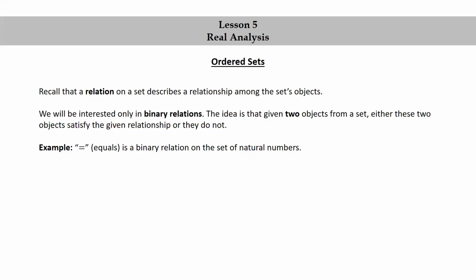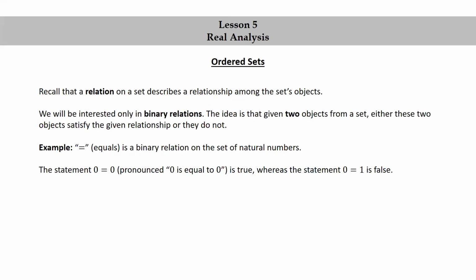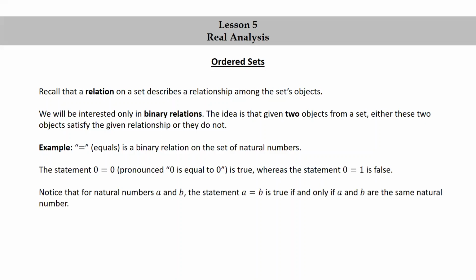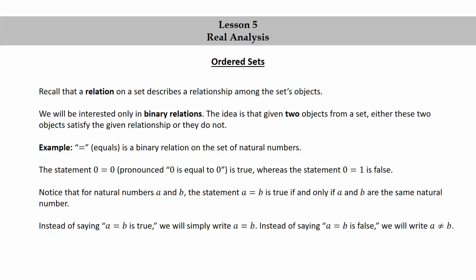Let's look at an example. Equals is a binary relation on the set of natural numbers. The statement 0 equals 0 is true, whereas the statement 0 equals 1 is false. Notice that for natural numbers a and b, the statement a equals b is true if and only if a and b are the same natural number. Instead of saying a equals b is true, we will simply write a equals b. Instead of saying a equals b is false, we will write a not equal to b.